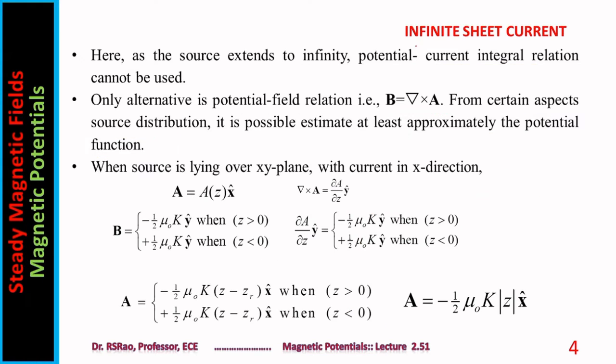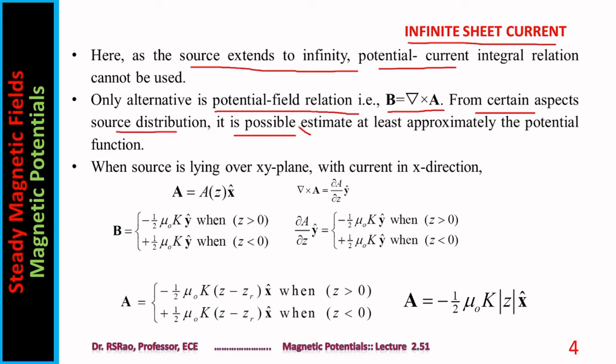We consider an infinite sheet current. In this case also, the source extends to infinity, so the potential current integral relation cannot be used. It cannot give you the correct result. So we use the potential field relation B equal to del cross A. From certain aspects of the source distribution, it is possible to estimate. First we do an estimation as we did in the previous example, then we try to find the exact expression.